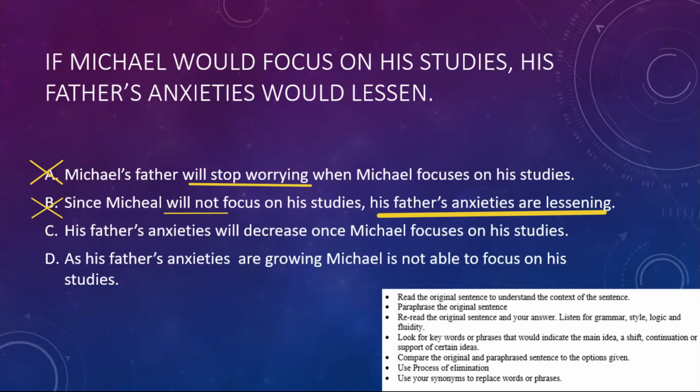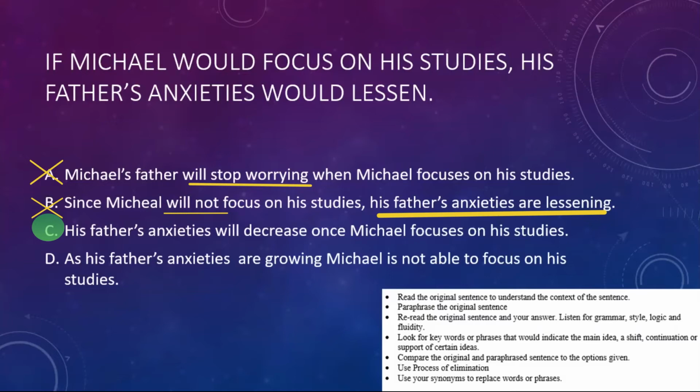C reads, his father's anxieties will decrease once Michael focuses on his studies. Now, remember that paraphrased version that claimed that Michael's father is worried, and this worry will only reduce if Michael pays attention to his studies? Do we see any similarities in C and the original or our paraphrased version? Yes, we do. C suggests that his father's anxiety will decrease or lessen, using our synonyms, once Michael focuses on his studies. So C could be a possible option.